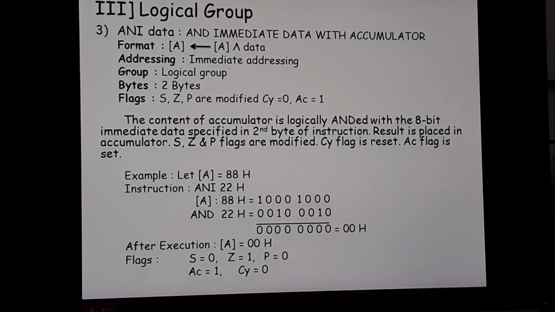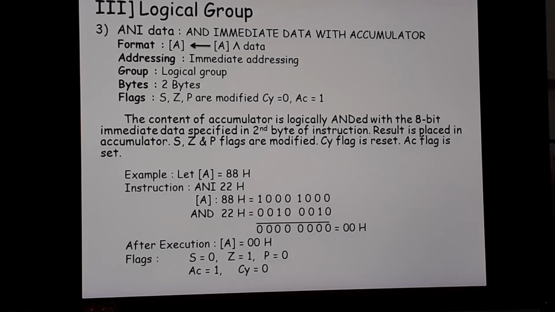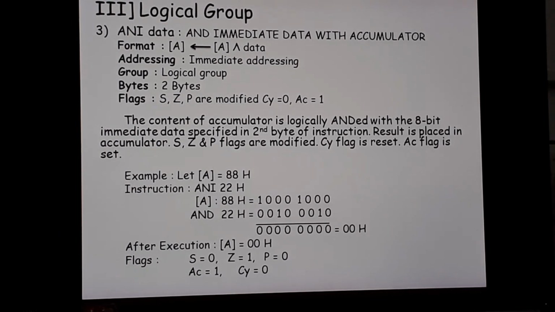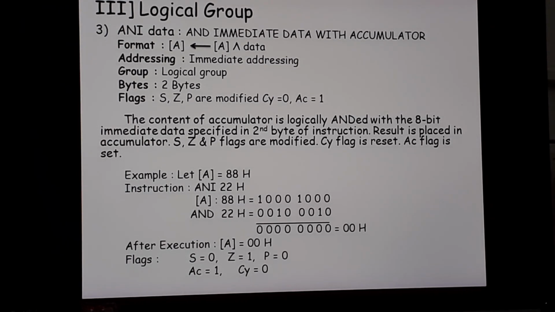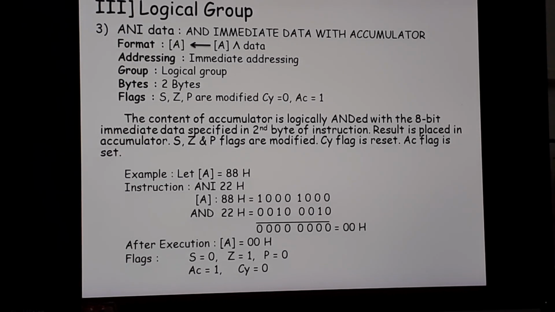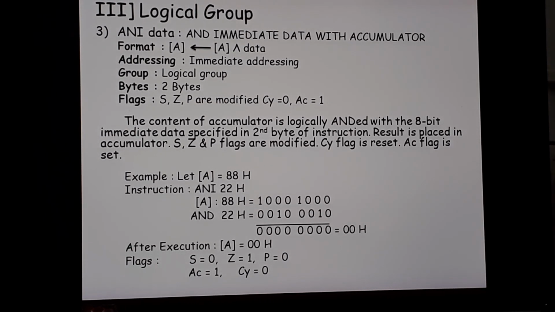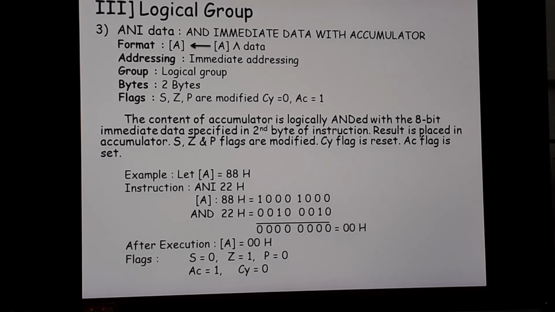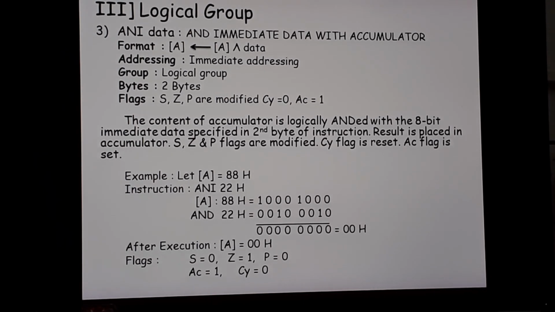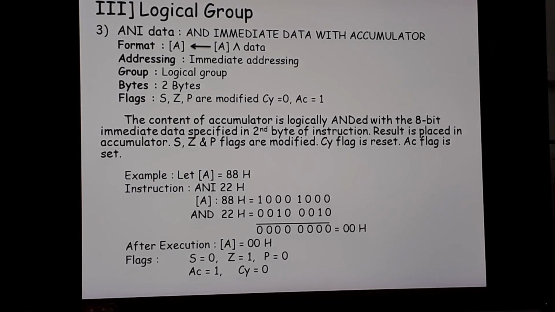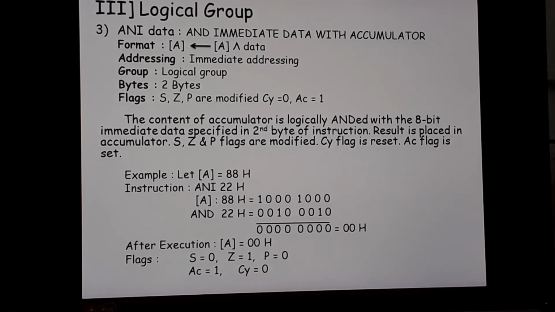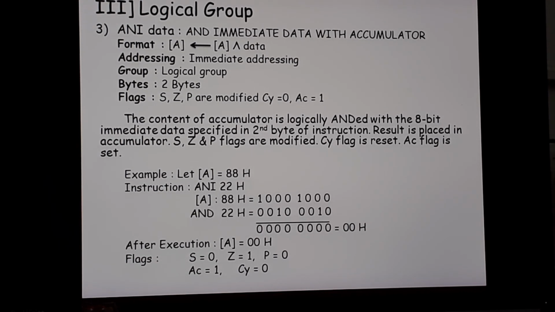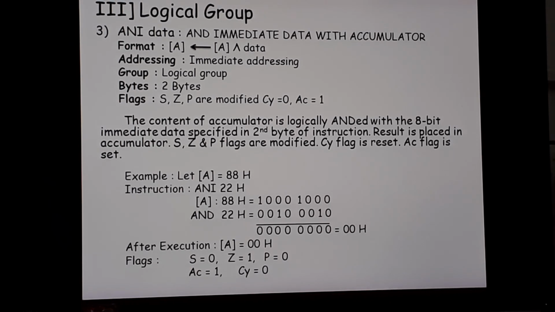Now here I have taken an example as, let A is equal to 88H. I have assumed accumulator content is 88H. The data I will not assume. Why? Because you need to mention it in the instruction itself. So the instruction is ANI 22H. So this is my data that I have assumed as 22. You can assume any data. So A as 88H and data as 22H, which you need to AND both of these binary numbers. The answer that I got after ANDing is 00H. Correct? So you can try it by yourself in your rough notebook, the ANDing operation.